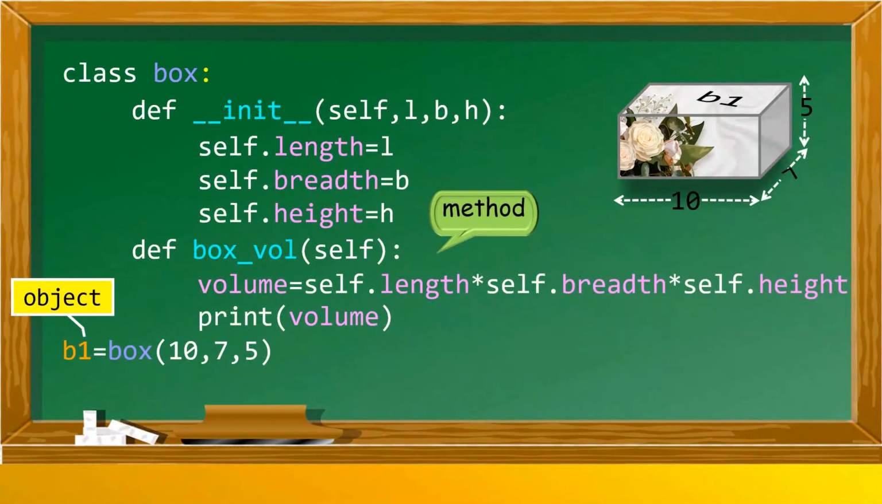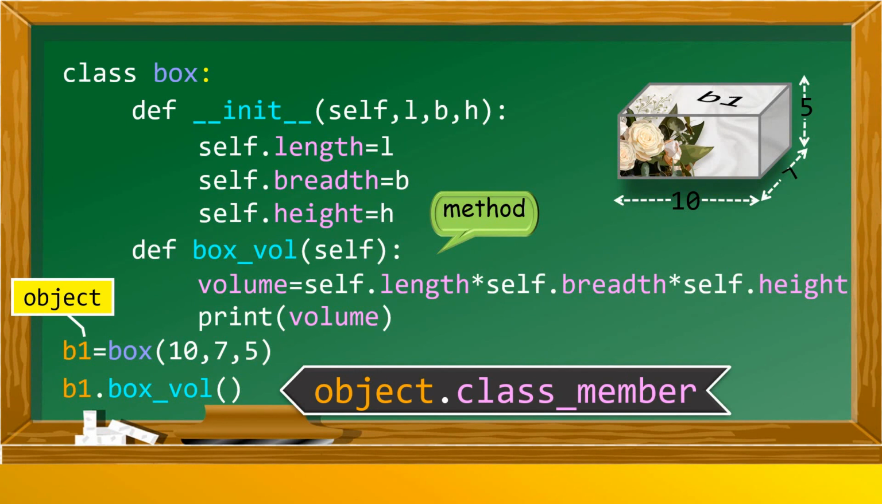Next, I will invoke the method box_wall in order to calculate the volume of the object B1. B1.box_wall(). B1 is the object, dot box_wall is the method or member. So this syntax has been followed here: object.class member.